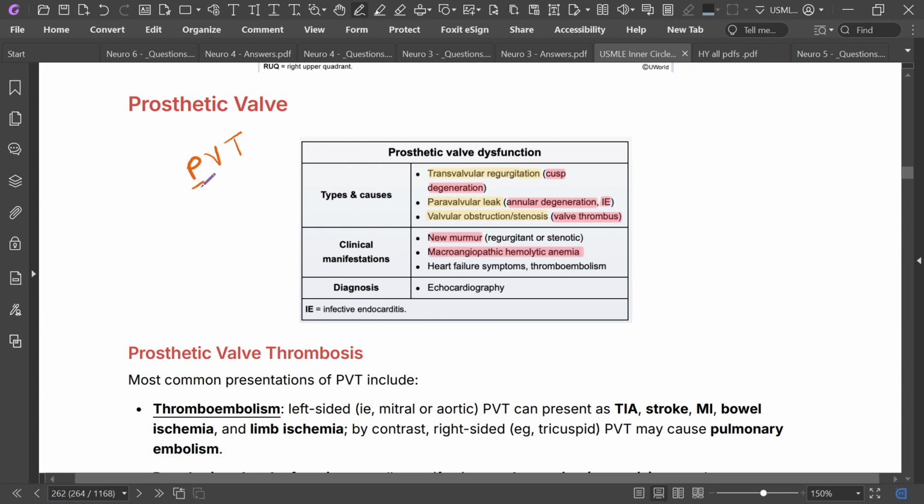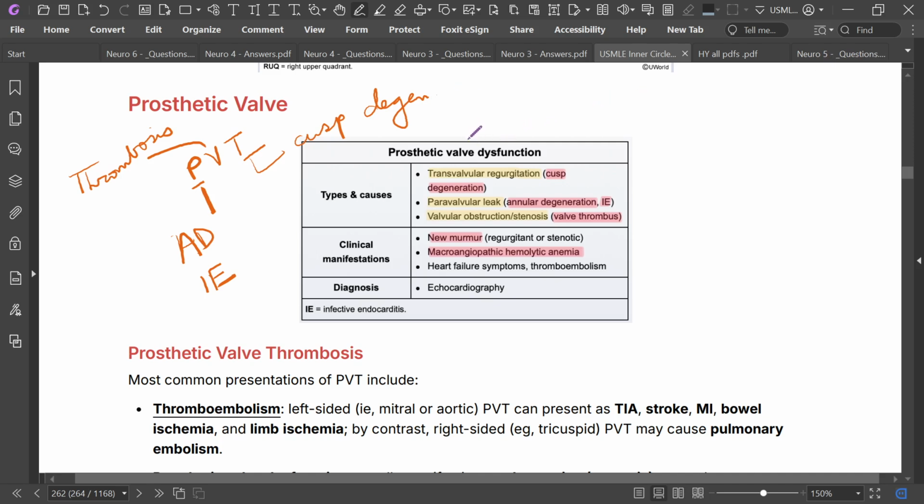So paravalvular leak may be due to annular degeneration or infective endocarditis. Valvular obstruction or stenosis may be due to thrombosis, and the last, transvalvular leak, is due to cusp degeneration.